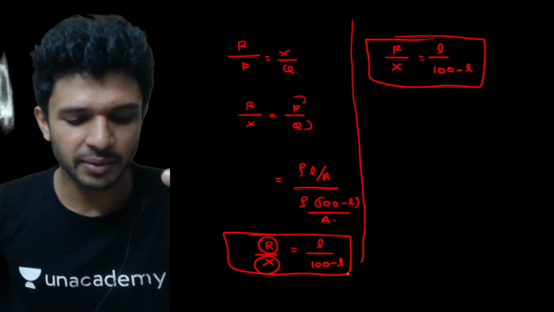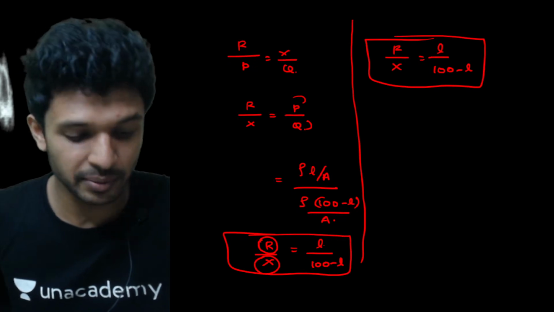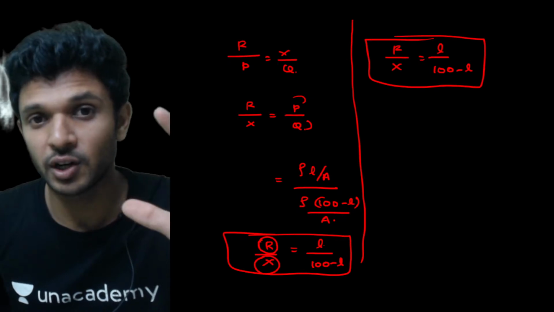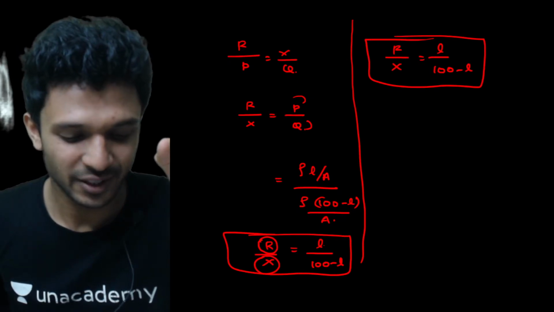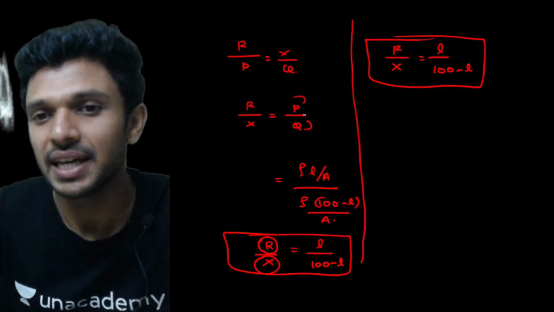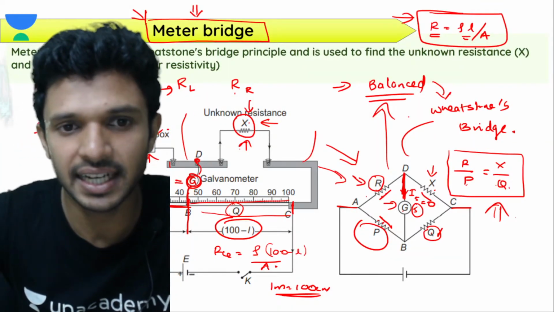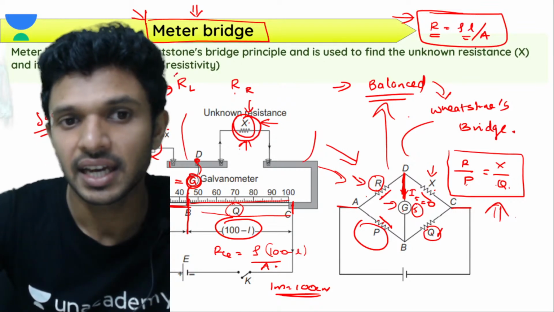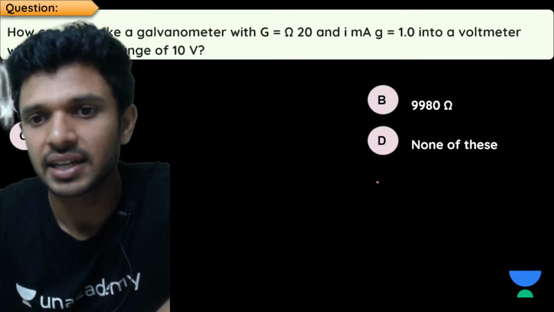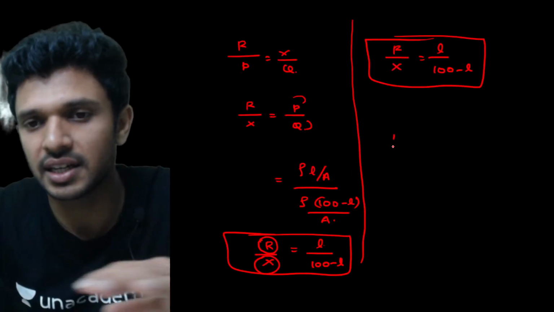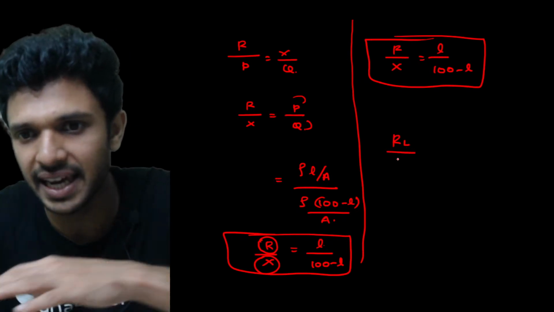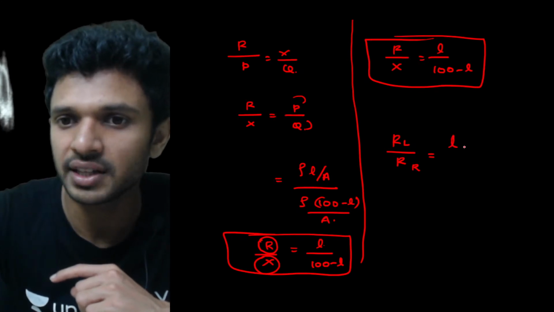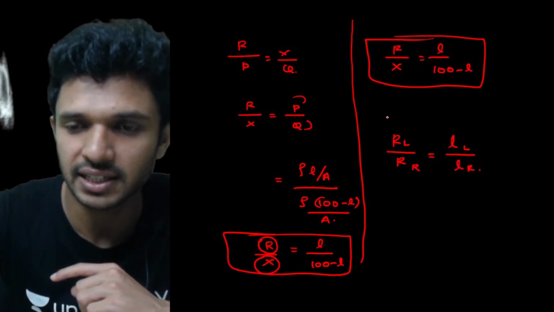there are so many times I have found many of my students making mistakes in this part of meter bridge. So I want every one of you to be error free. Look, instead of writing R divided by X, what we will be writing is RL. What is RL? Resistance on the left divided by X, we will write it as resistance on the right is equal to the length on the left divided by length on the right.